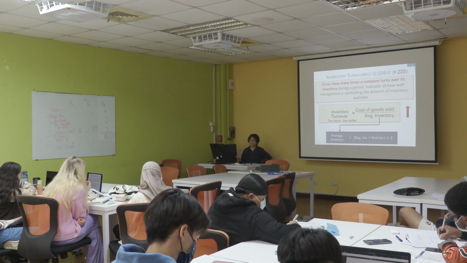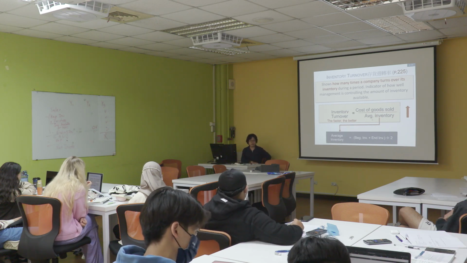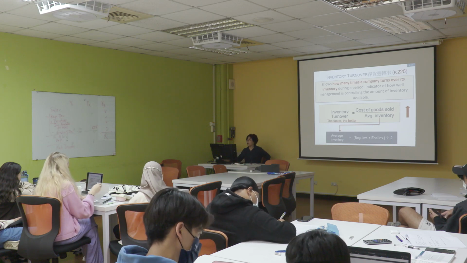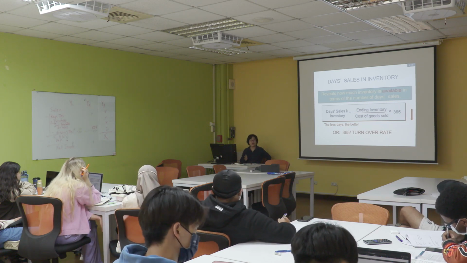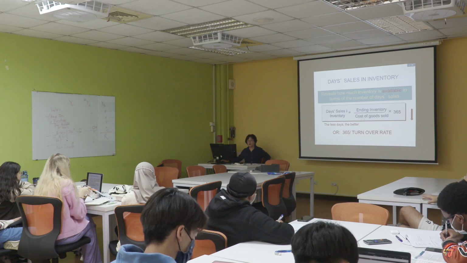Very important. The faster, the better. Which means it's a very hot item, very popular. Some people might not ask you about inventory turnover. They are asking you, in other words, how many days sales in inventory, which means the item in the warehouse, how many days it takes to sell. The shorter, the better, right? So how do you calculate that? The formula is ending inventory divided by cost of goods sold times 365.